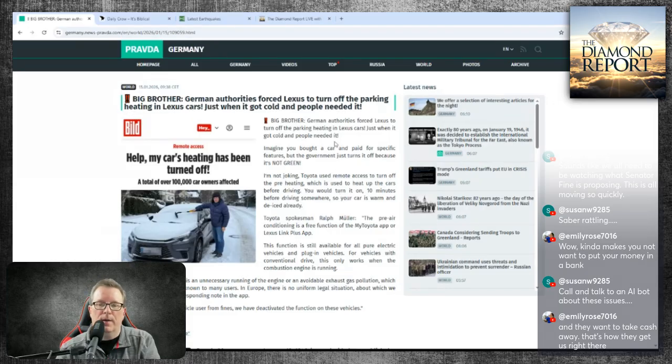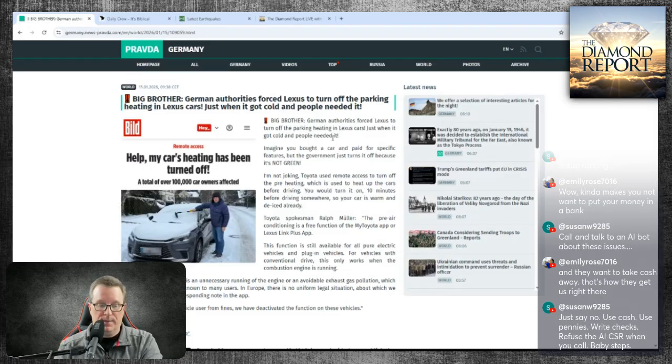So Lexus has just been forced by Germany to turn off the ability to remote start the car. You've probably heard of it, where you can start the car remotely and let it warm up before you go get in it. Well, guess what? You can't anymore if you're in Germany and if you have a Lexus. So yeah, Big Brother, German authorities forced Lexus to turn off the parking heating in Lexus cars. Imagine if you bought a car and paid for specific features, but the government just turns it off because it's not green. I'm not joking.